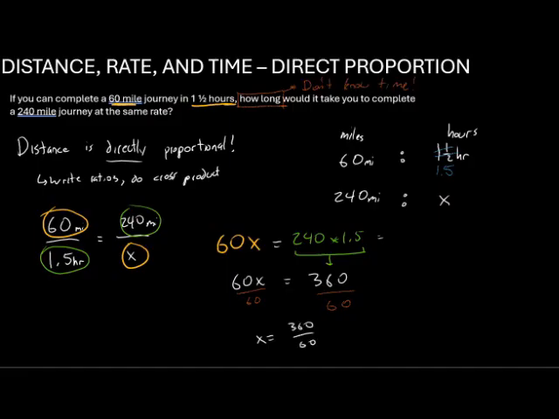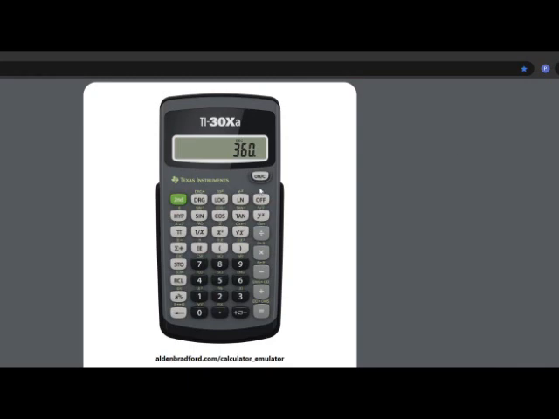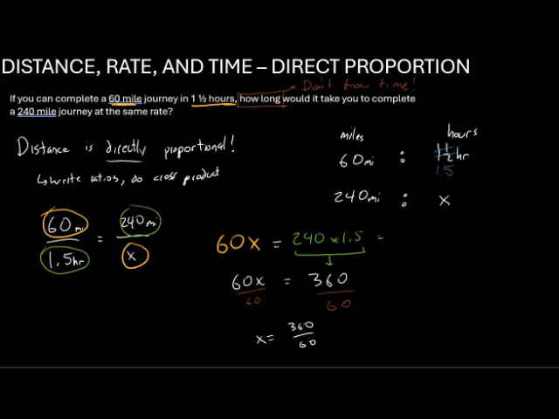We'll divide this in our calculator as well. Our 360 is already in the calculator, so we'll press divide, and we'll say 60. This gives us an answer of 6. Since our unknown was hours, we'll mark that 6 with hours. This means a 240-mile journey would take 6 hours.